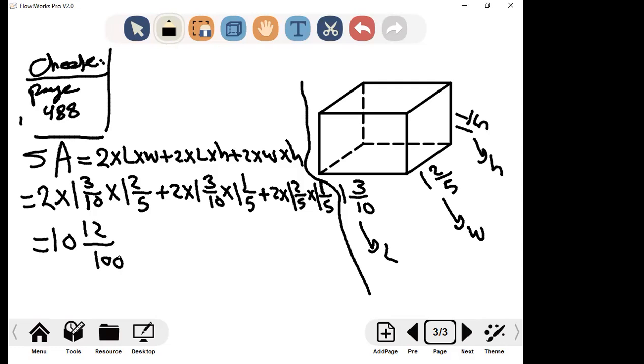Okay? Now simplify the 12 over 100. Divide by 4, it will be 3 over 25. So the answer will be 10 and 3 over 25. What's the unit? Square feet. Is this clear? Copy.